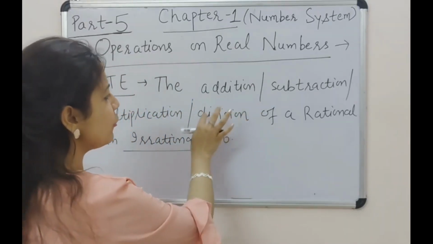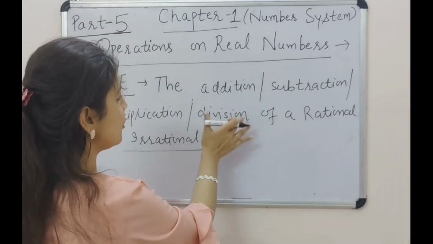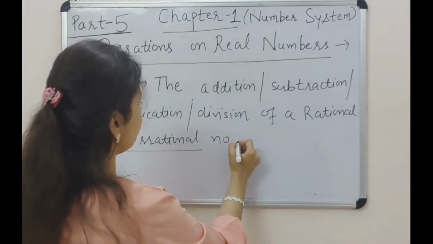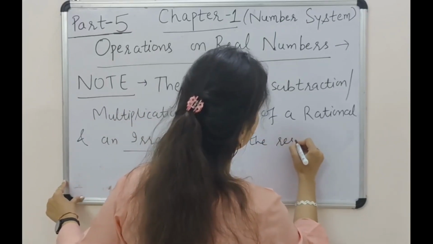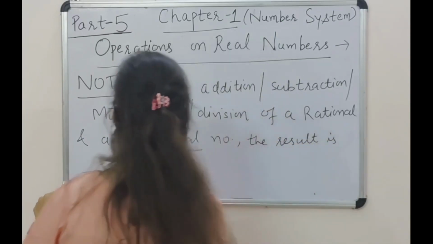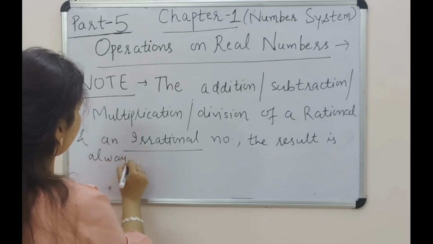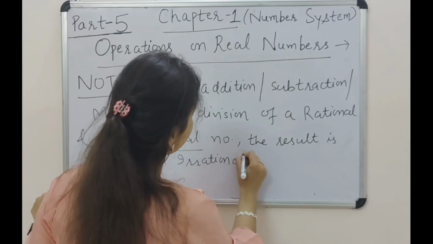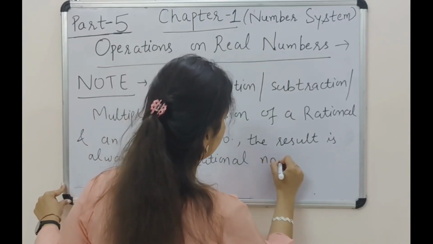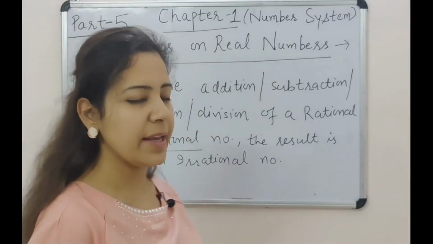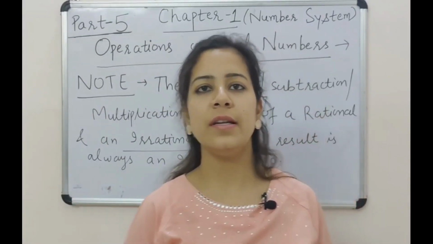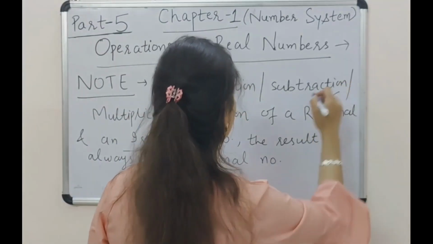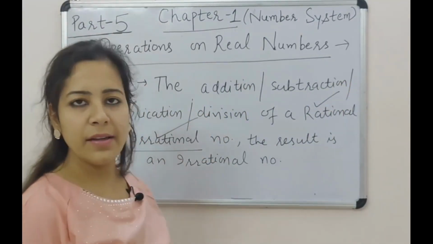After performing any of these four operations, what is your result going to be? The result is always an irrational number. This is really an important result. Using examples, I can show you very easily how your result is going to be an irrational number when we are considering one rational number and the other one an irrational.